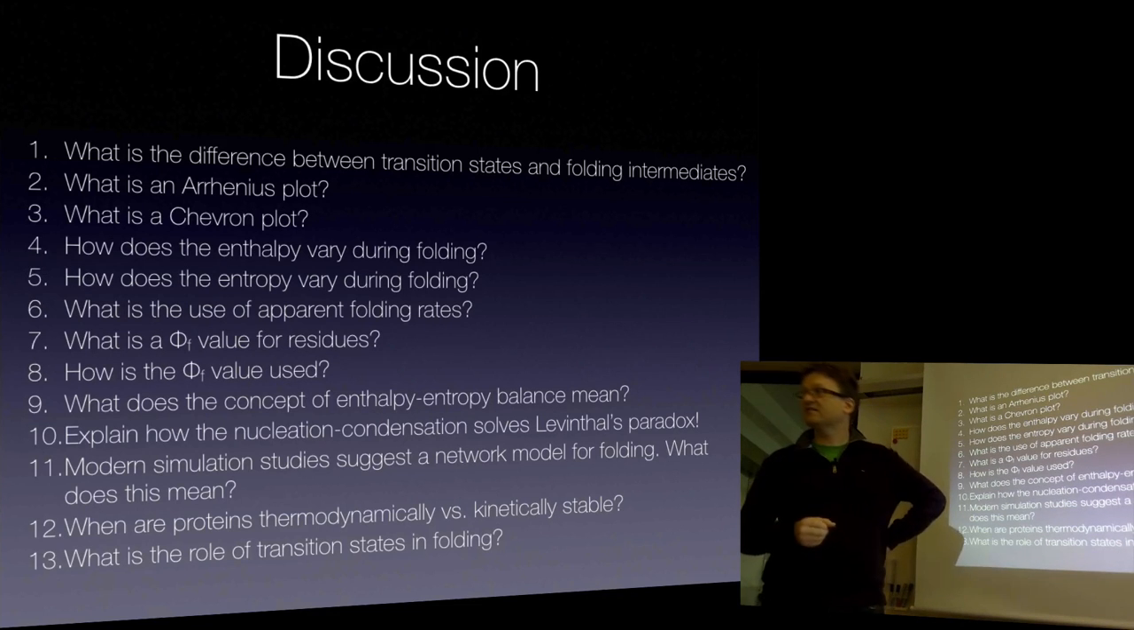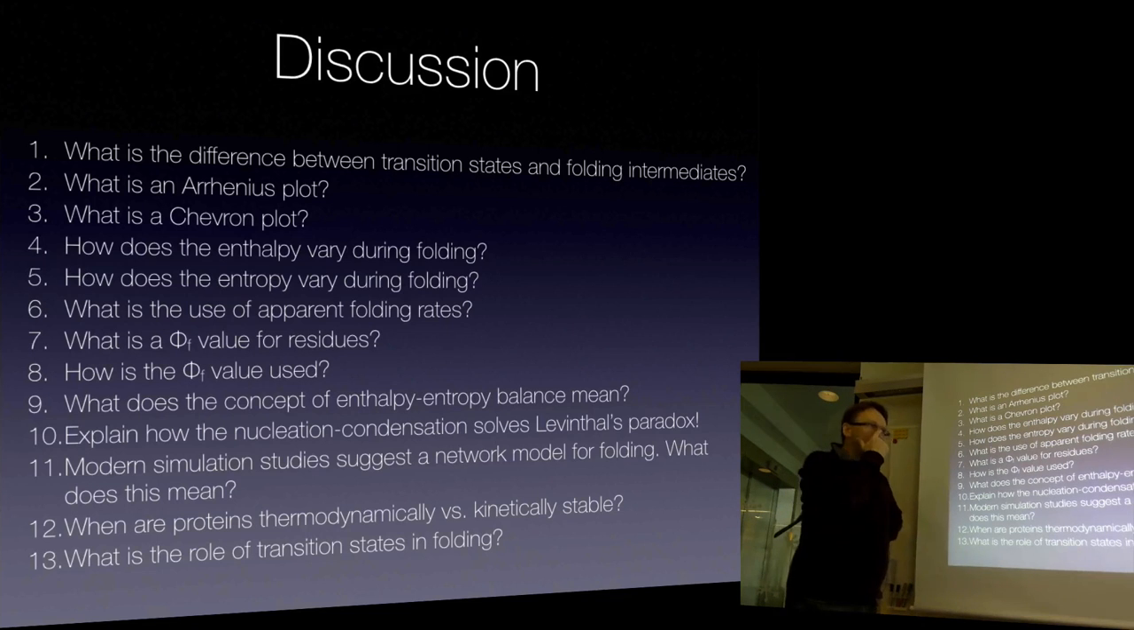Sorry, say that. The nucleation condensation model, isn't it sort of bigger than the diffusion collision model? Because the same way that you say that probably there are some key contacts that define the nucleus and then the folded state expands to the structure, you could also picture this with part of the secondary structure already formed, and it's not incompatible. No, of course, you can imagine lots of intermediate models.